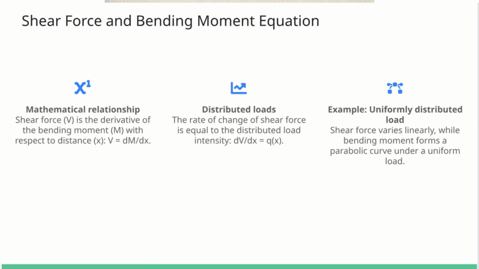Mathematical relationship: shear force is the derivative of bending moment with respect to distance, V equals dM over dx. For a distributed load, the rate of change of shear force is equal to the distributed load intensity, dV per dx equals q(x). For example, under a uniformly distributed load, shear force varies linearly, while bending moment forms a parabolic curve.